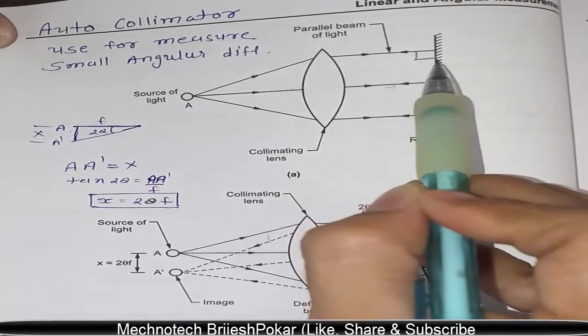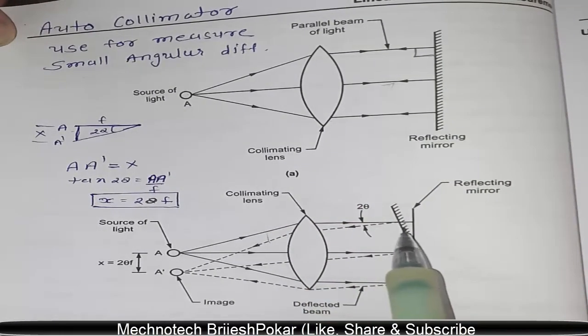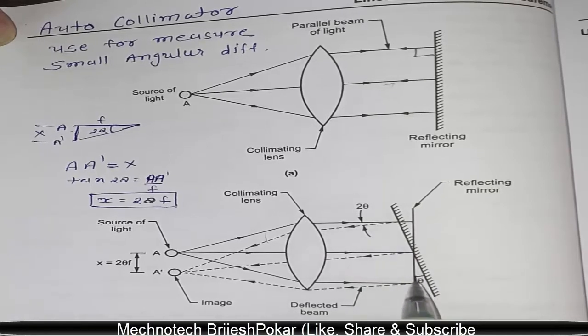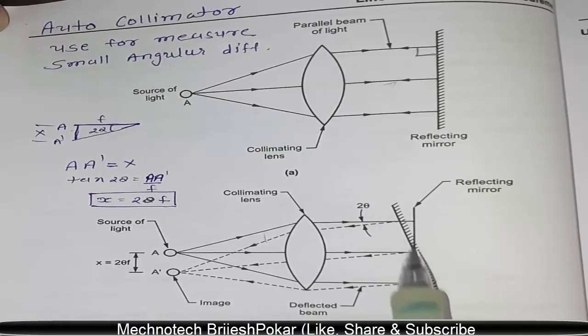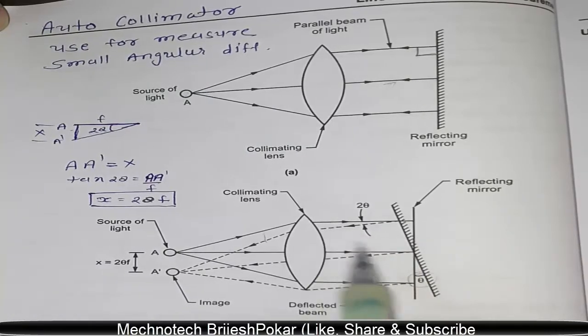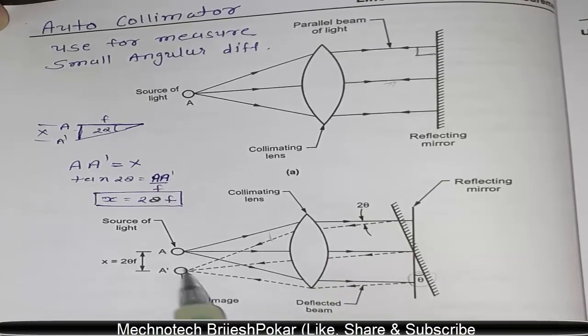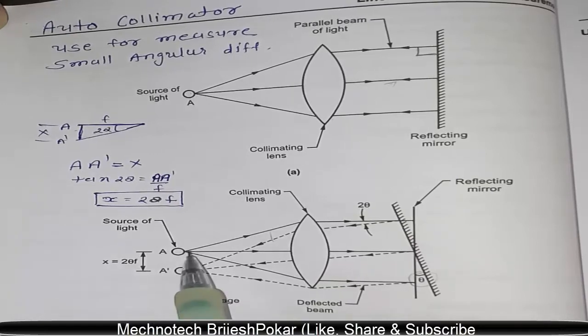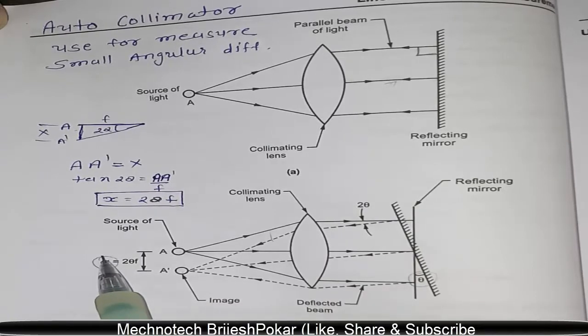Now if the reflecting mirror has some angle, like you can see here, the reflecting mirror has some angle theta, so I have to measure this angle. What happens when the reflecting mirror tilts at some angle? The reflection of the beam of light, you can see here in the dotted line, will be collected over here at A dash. So there is a difference here between A and A dash, which is called x. So x is equal to 2 theta f, and we can write how.